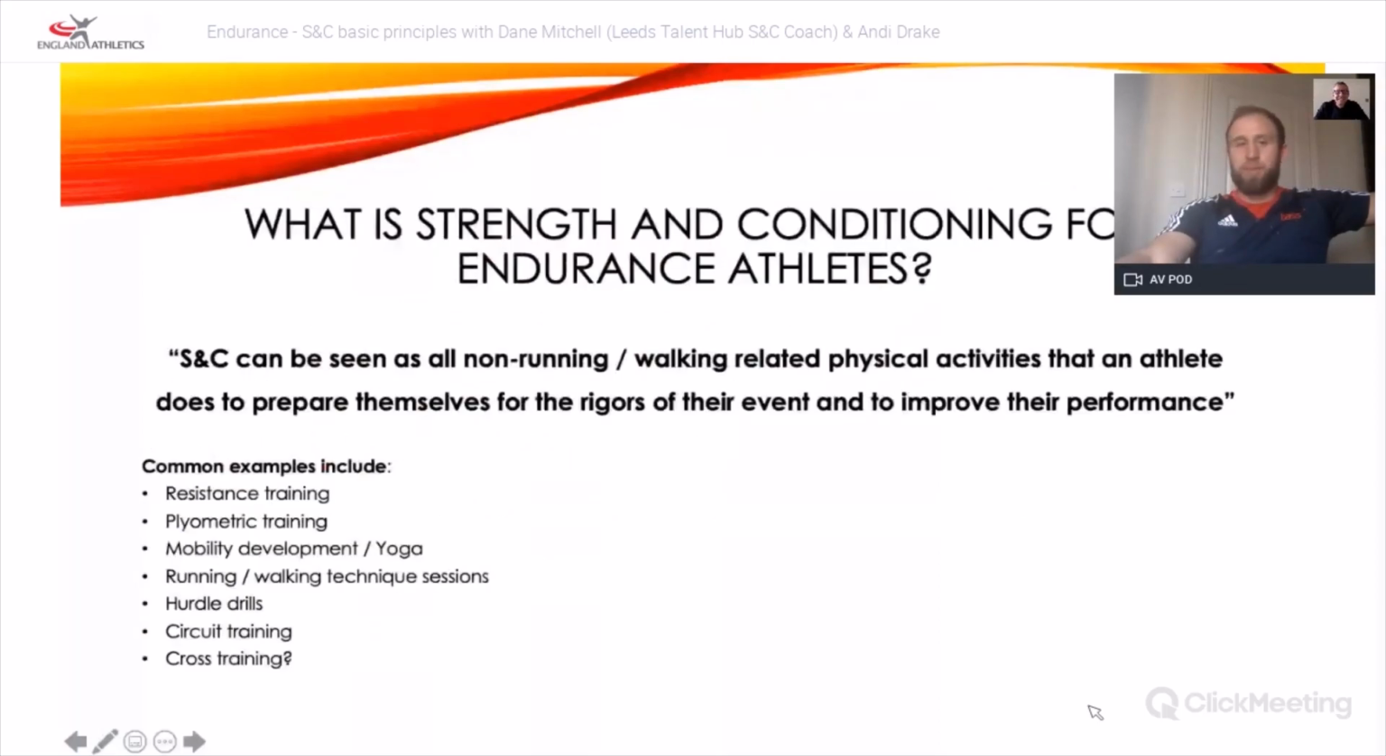So strength and conditioning for endurance athletes, distance athletes, for me is all non-running activities that an athlete does to prepare themselves for their event or to improve their performance. On that slide, we can see several different methods that we may use. You can ask yourself, with my athletes or myself as an athlete, which of these do I use? You may use some, you may not use them all, but we're going to discuss the merits of each. Okay, so if you can click to the next slide, Andy.